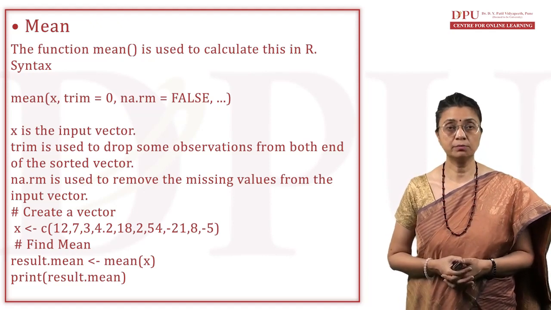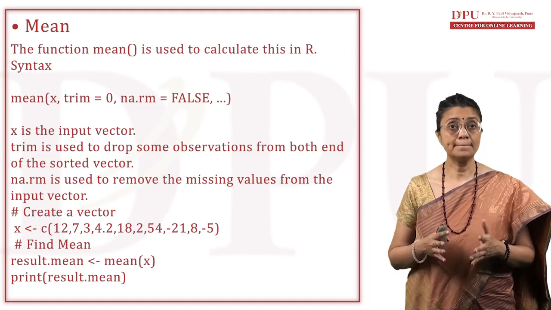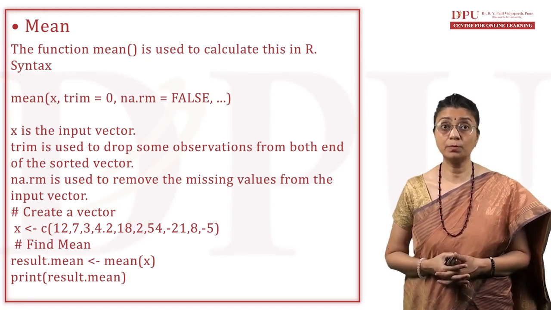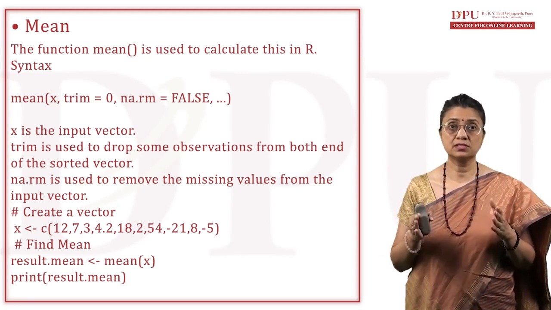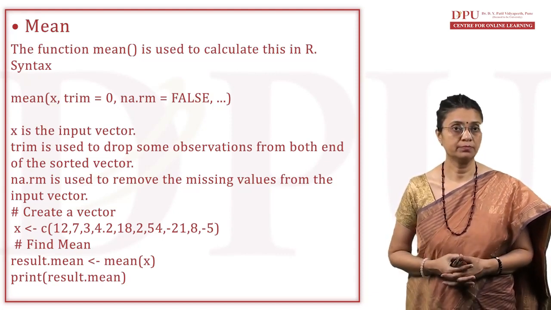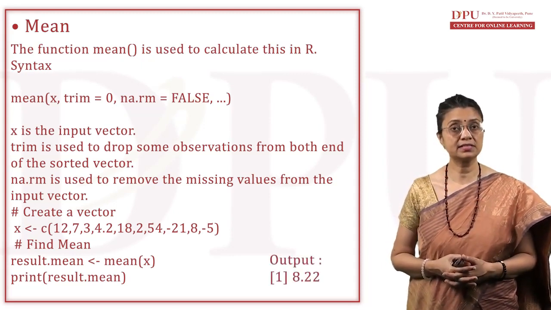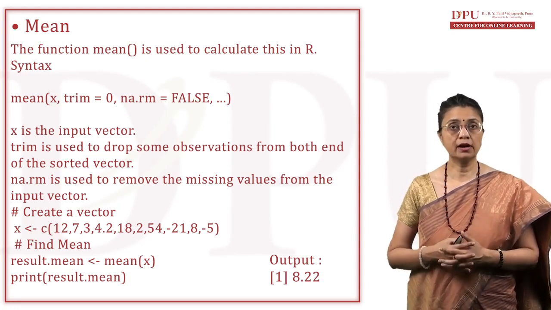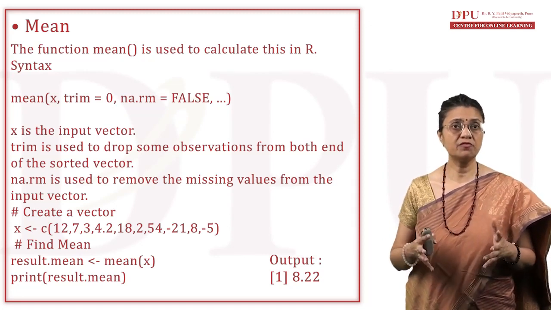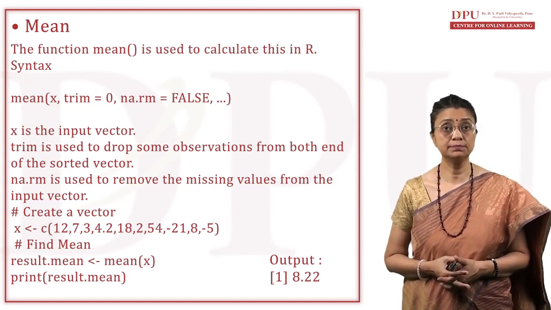Now, how will I find out the mean? It is very simple. I have called the function mean, and within it I am passing the vector x, resulting in the mean value in the variable result.mean. At the end, I am printing result.mean. You can see that the output is 8.22, on the right-hand side. So students, this is the very first statistical function which can be applied on a vector, and very easily we can find out the mean value.